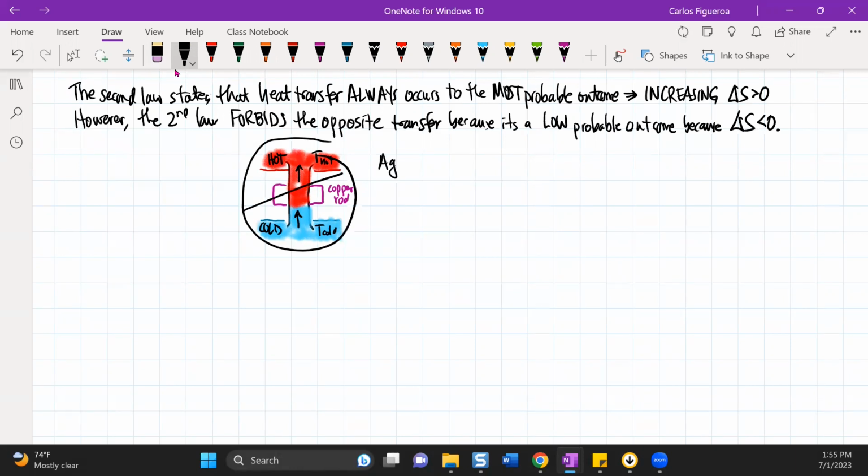Again, the first law, what does it say? Well, it says that it allows Q cold to move towards Q hot. It can't tell the difference. But the second law says just the opposite. It says that it does not allow a decrease in entropy.